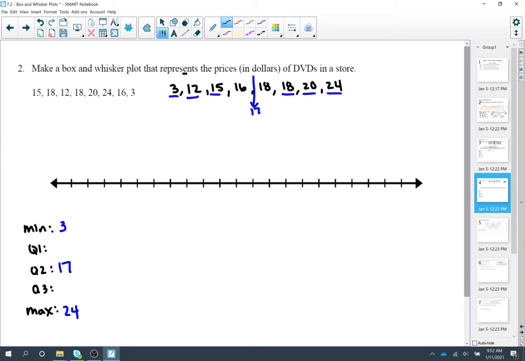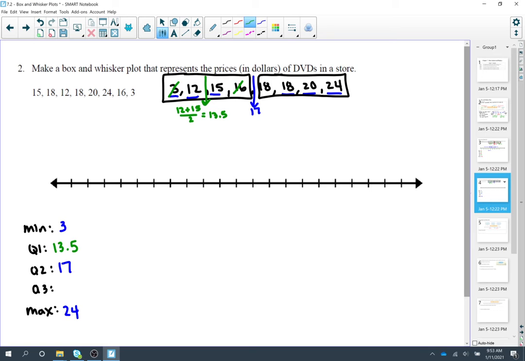Then we're going to box in the lower half, and we're going to box in the upper half. Do not include the 17, which is the median. Then we're going to find the median again. So cross it out, and then we've got 12 and 15. So I'm going to add 12 plus 15. I'm going to cut that in half. That's going to get me 13.5, and that is Q1.